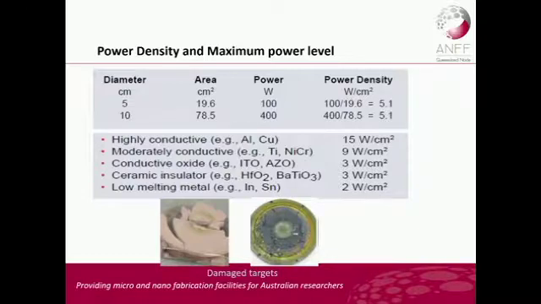Here is the recommended power density for different materials. Like we use this low melting point metal like indium. The maximum power density is only 2 watts per square centimeter. So if you multiply by the area, the maximum power for this target is only about 160 watts. You cannot use power greater than 160 watts. If you apply it, you may crack or damage your target.